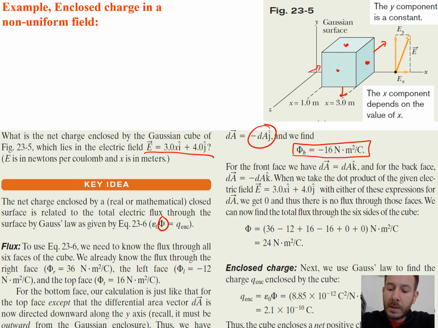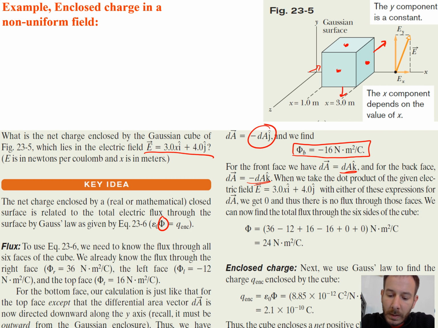And we find that that's just going to put a negative sign in front of our b. So the bottom face is just going to be negative 16 Newton meters squared over coulombs. For the front face, dA is dA in the k direction, and for the back face you have a negative k direction. If we dot the electric field with that, the electric field only had x and y components. If you dot x and y with a k, you're going to get 0. You need the same components to actually get a value. So anything on this front face or this back face is just going to be equal to 0.